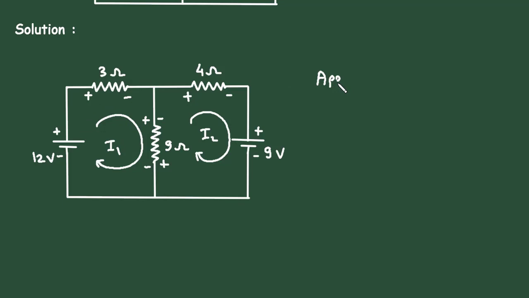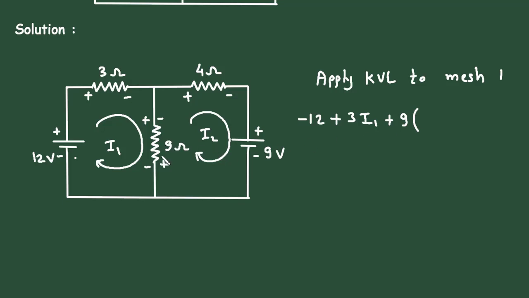So let's apply KVL to mesh 1. Now according to KVL, that is Kirchhoff's voltage law, let's say we are starting from this point, so it will be minus 12, then plus 3 I1, then plus 9.